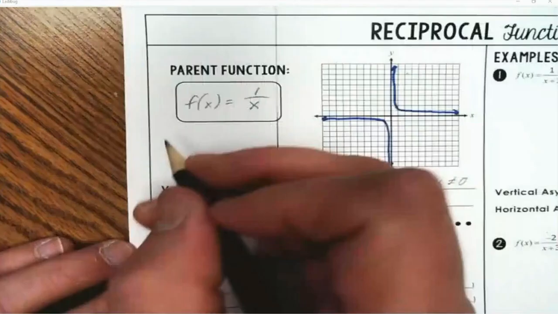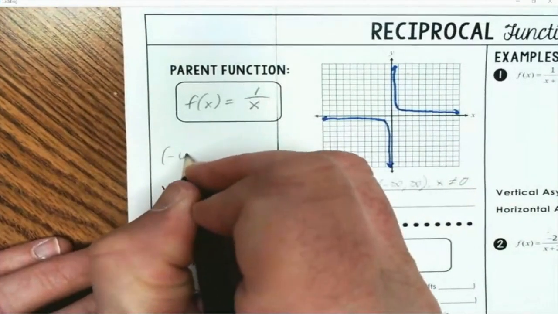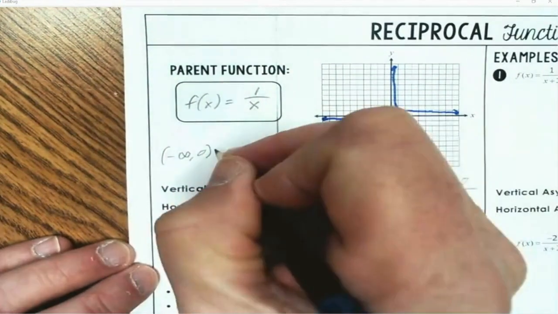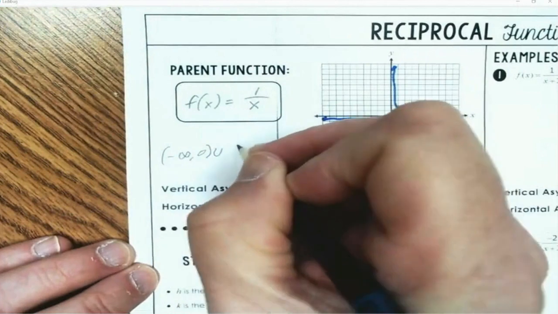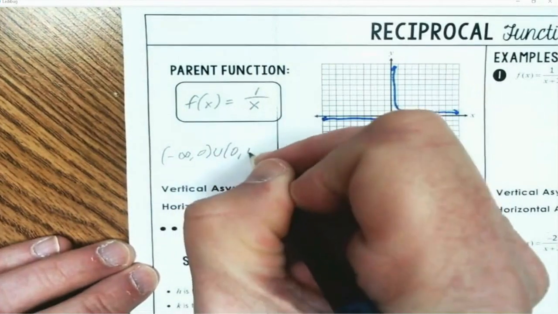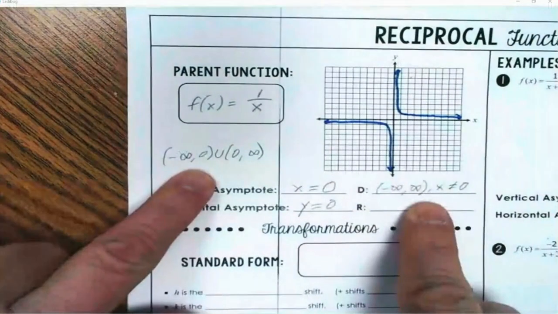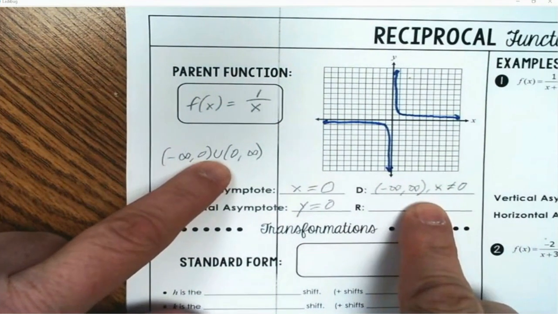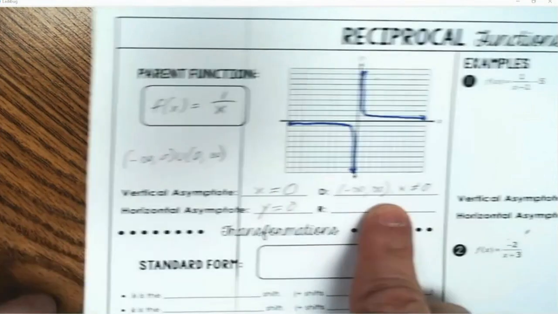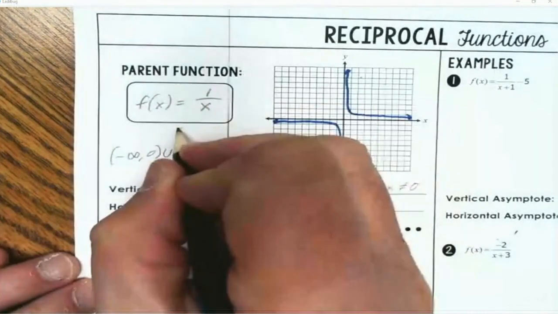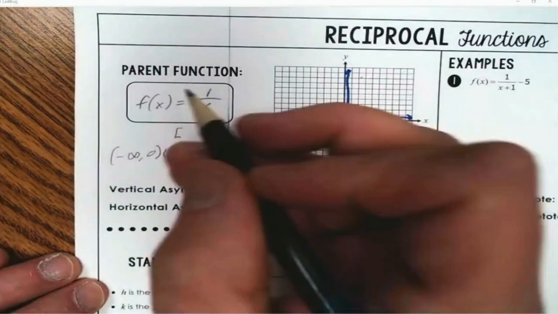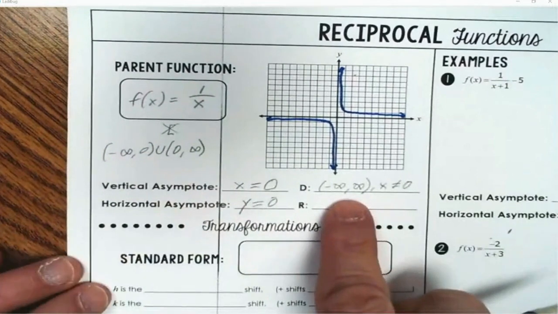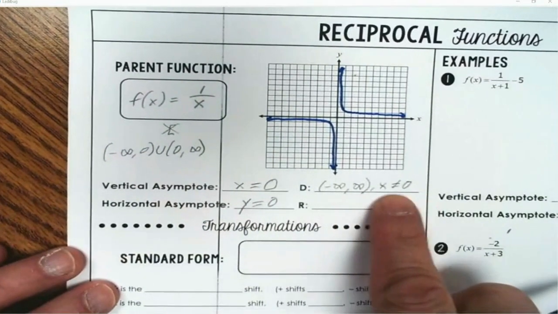You can also write negative infinity to 0 with a parenthesis, which means it doesn't include that. Then you also have to union that with 0 to infinity. This is the same thing: negative infinity to 0 and 0 to infinity. But you would not use the bracket. The bracket means you include the 0, and it's not included. So we use the parentheses. But this is probably easier: from negative infinity to infinity, except x can't equal 0.